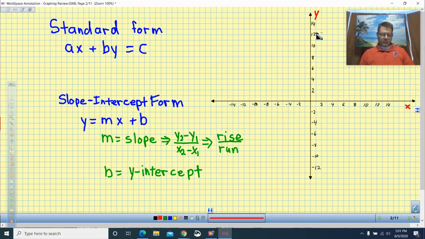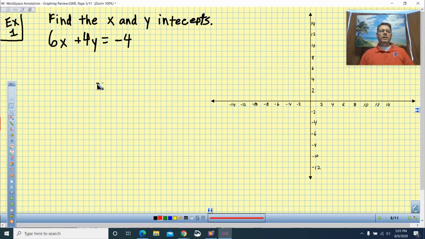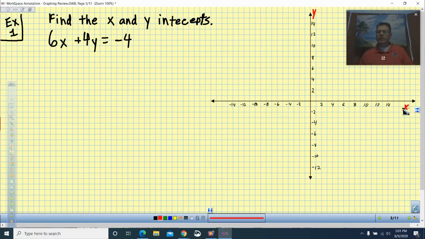Okay, so let's look at our first example. We have an equation in standard form, and it says find the x and y intercepts. I'm kind of rusty on this, so let's remember: that means where it crosses the x and y axis, is it not? Yeah, that's where it crosses. Well, let's think about that.